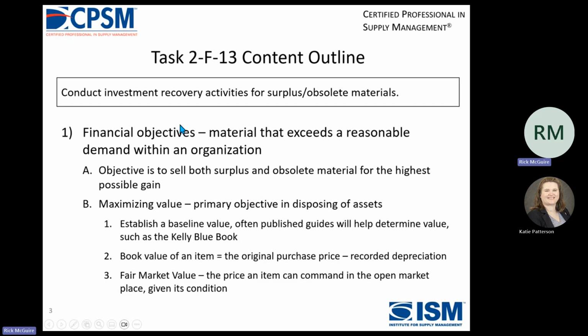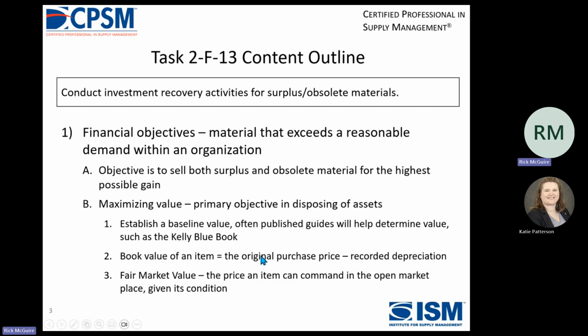So financial objectives. Material that exceeds a reasonable demand within the organization is surplus or obsolete. Objective is to sell both surplus and obsolete material for the highest possible gain. Basically get it off your books at its maximum value. Maximizing value is the primary objective, and establishing a baseline value. Often published guides will help determine values such as Kelley Blue Book for used cars, etc.